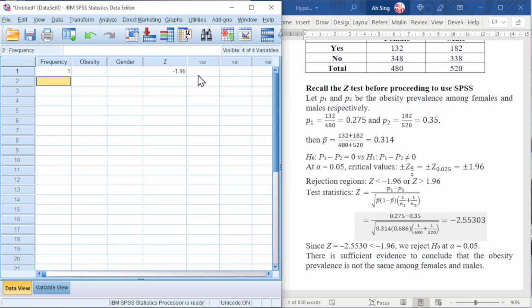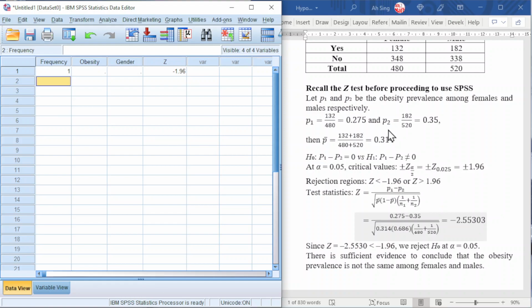From here, we can see that we have negative 1.96. What we need here is plus minus since this is a two-tailed test, one for the left hand side and one for the right hand side. Always less than the negative, more than the positive.